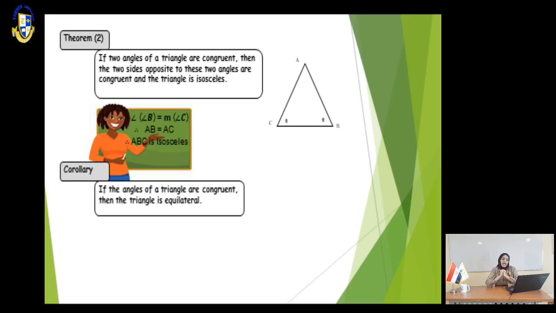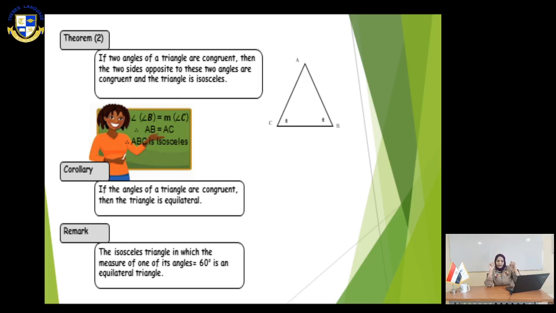triangle. If the angles of a triangle are congruent, then the triangle is equilateral. That means if all the angles of a triangle are equal, the triangle will be an equilateral triangle. Also, we have here a remark: the isosceles triangle in which the measure of one angle equals 60 degrees is an equilateral triangle. Let's move to slide number 3.